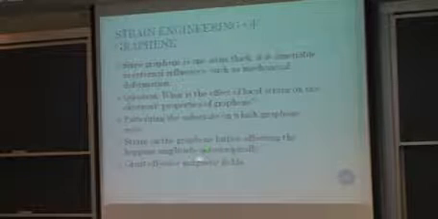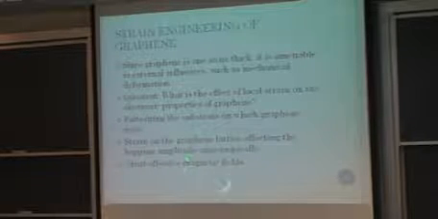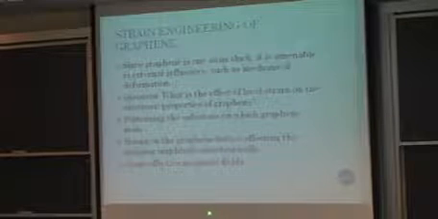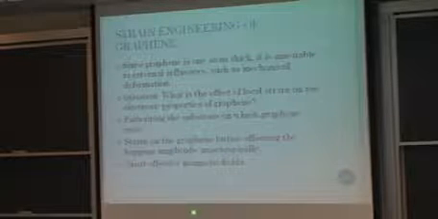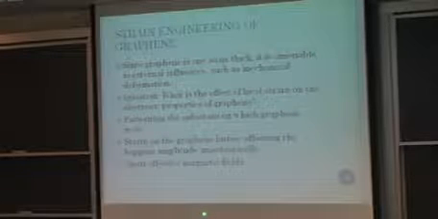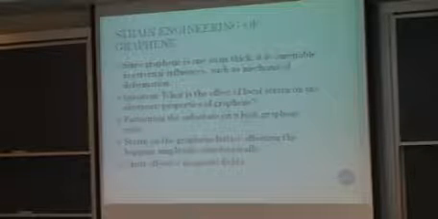Strain on the graphene lattice, basically what it does is it affects the hopping amplitude. Remember we talked about, in the first lecture, there was a matrix element H_AB, which related to the hopping of the electron from the lattice site A to B.